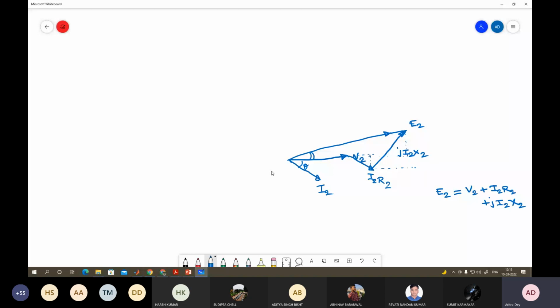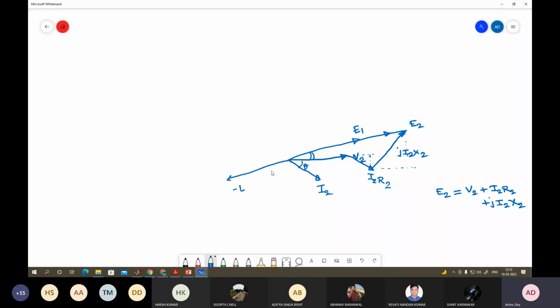So this is one thing. Then once you get your E2, as I told you, E1 and E2 will be in phase, so E1 should be somewhere here, right? If this is E1, then we can just extend this line and get minus E1.